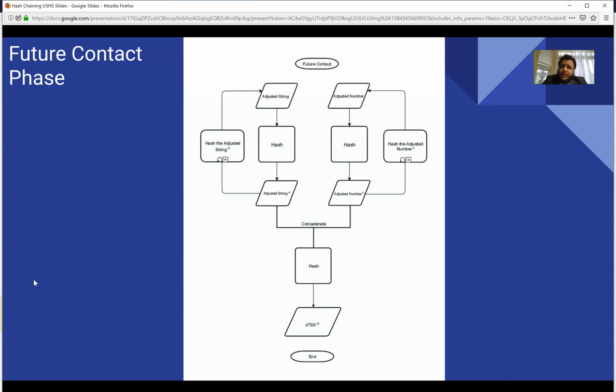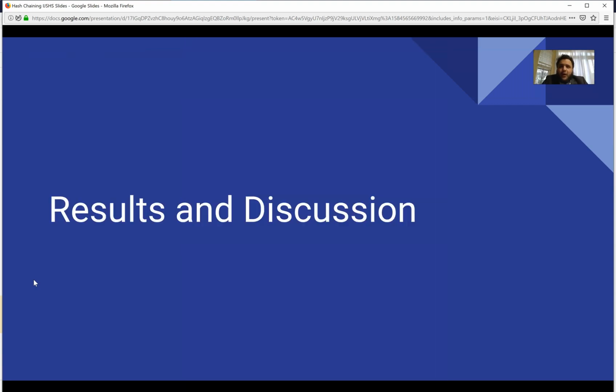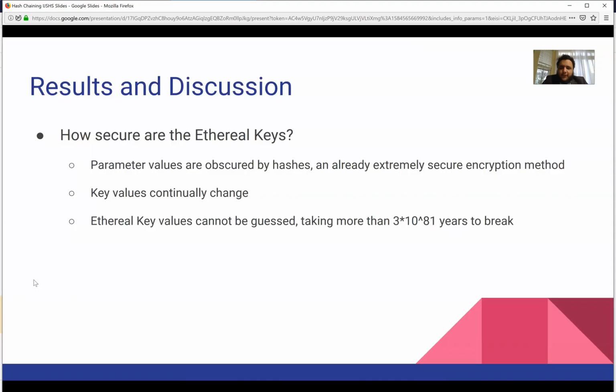I've made many alterations to my protocol over time, improving and streamlining it each time. In the interest of time, I will not discuss the specific changes I've made, but I welcome your questions on Friday. So how secure are the ethereal keys the hash chaining creates?